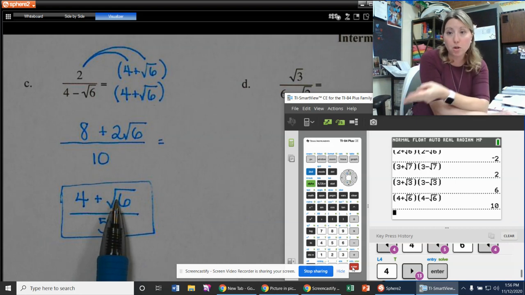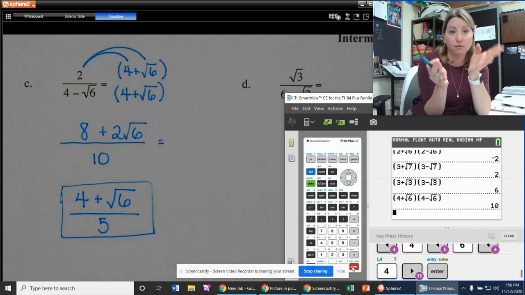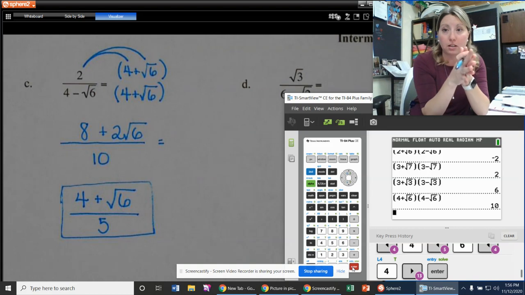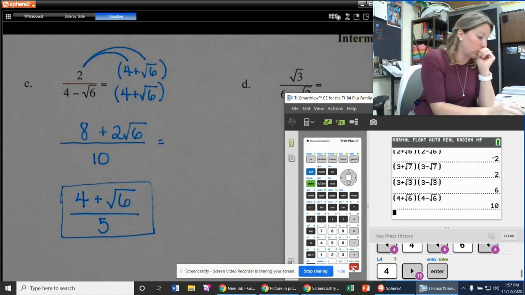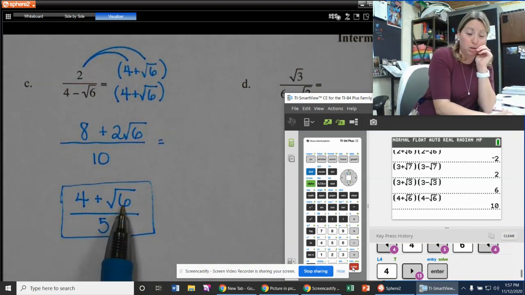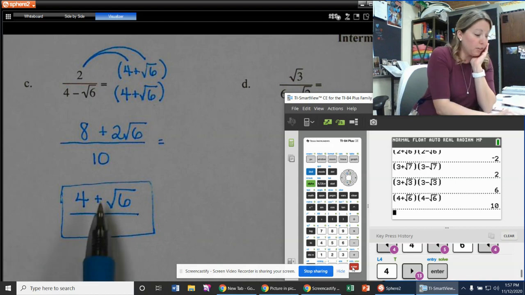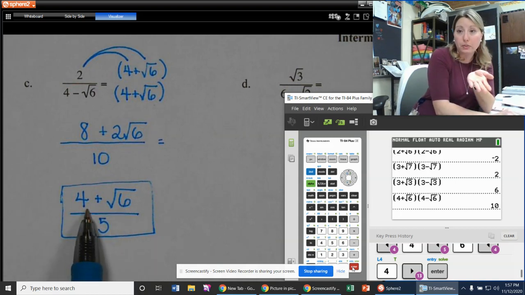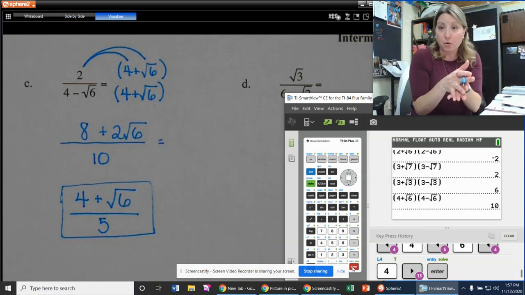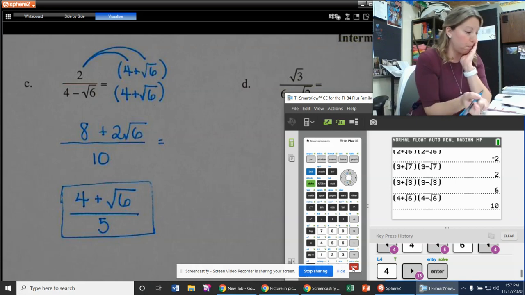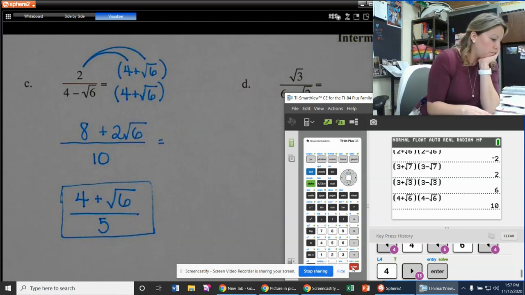One's a rational number, one's an irrational number. They're different number sets. They can't combine any further. That's the best we can do with those two different types of numbers. If they had the same radical attached, if they were both radical 6s, then we could add their coefficients together, but they're not. So we can't.